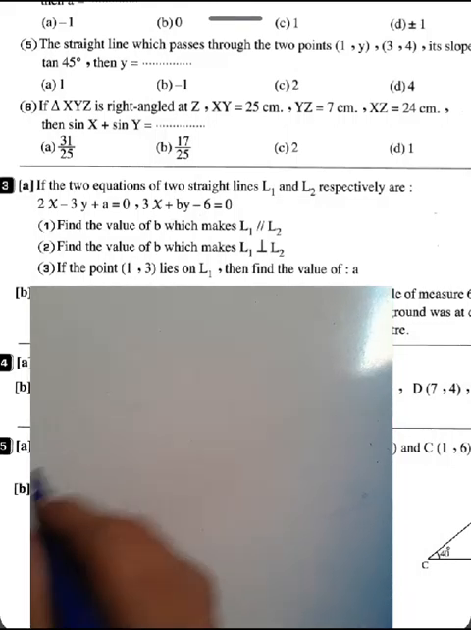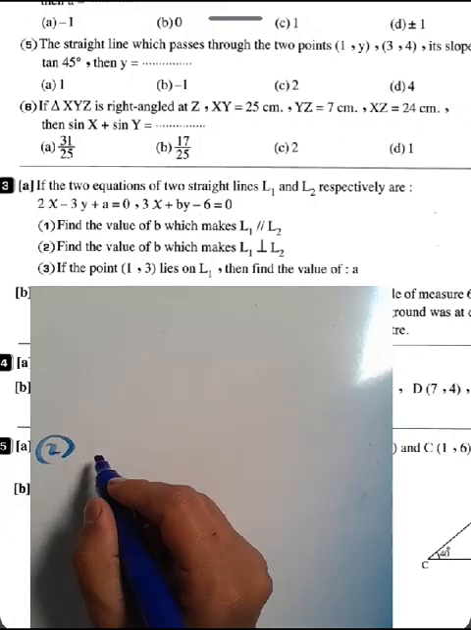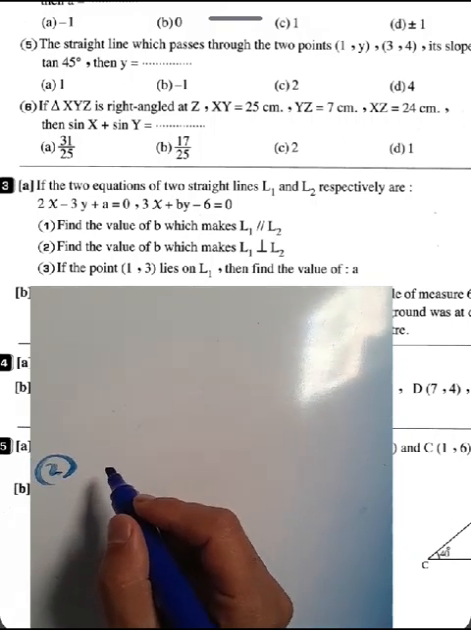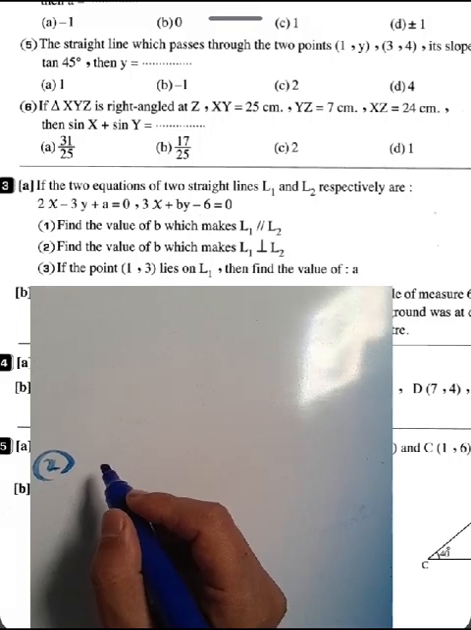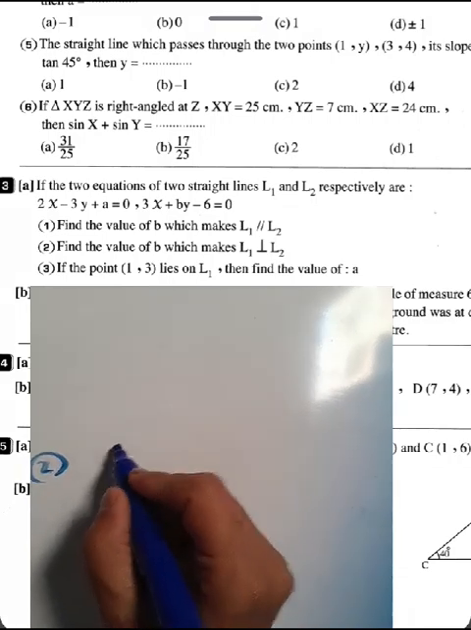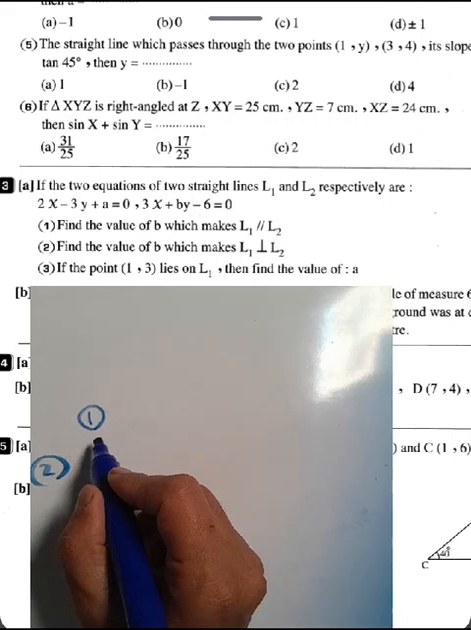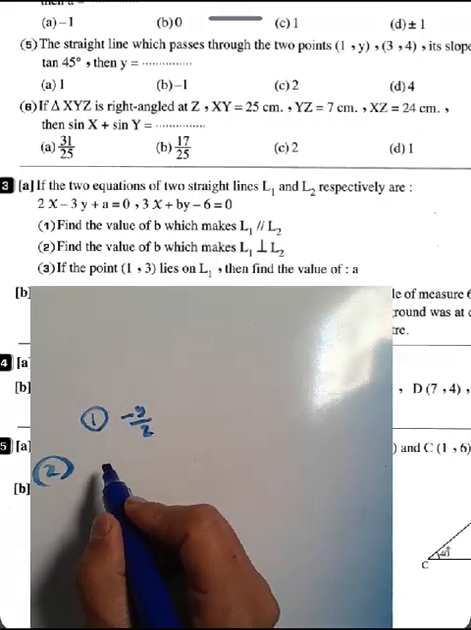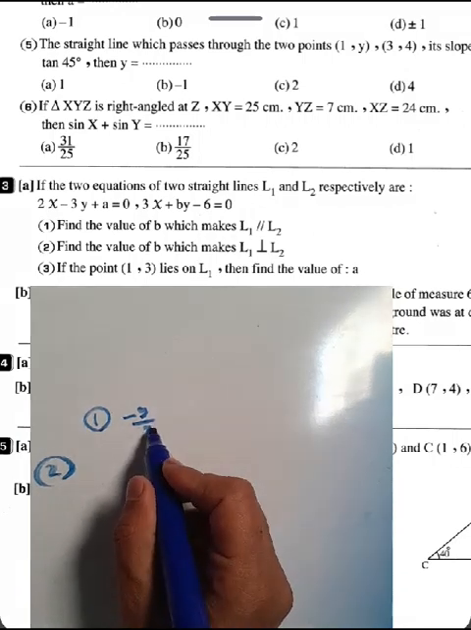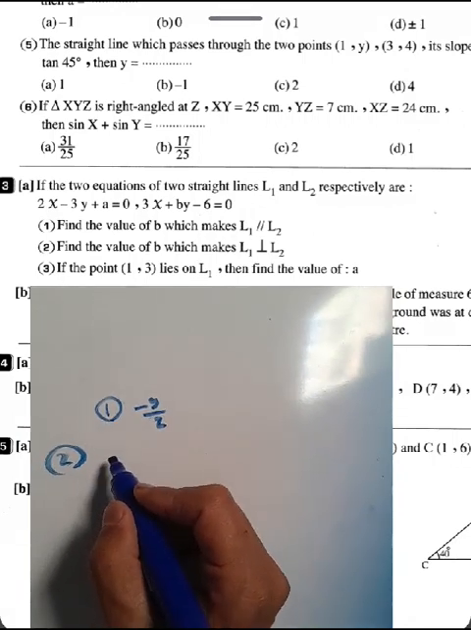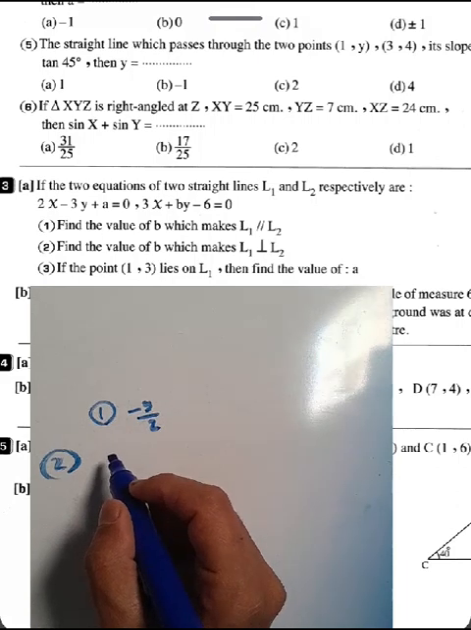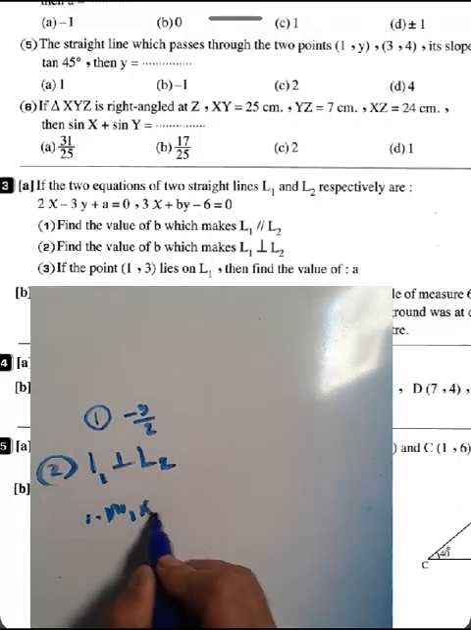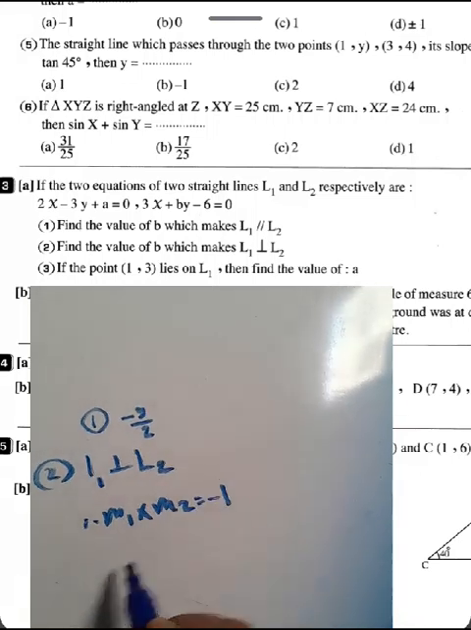Question number 2. Find the value of b if L1 is perpendicular to L2. The first result, as we found, was negative 9 over 2, negative 3 times 3 over 2. In this case, if L1 is perpendicular to L2, then slope 1 times slope 2 will be negative 1.